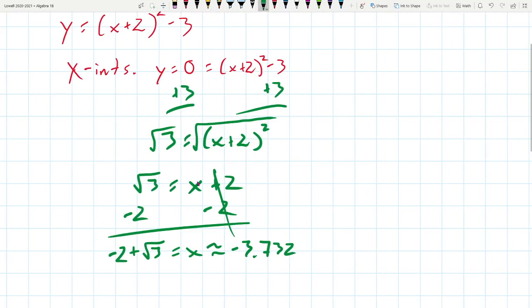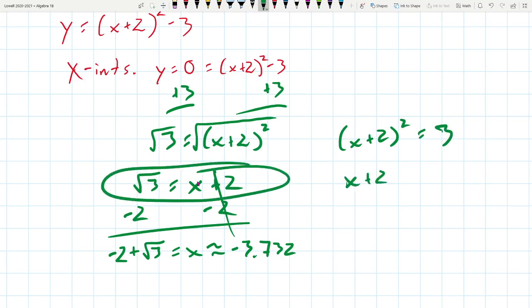So, what number squared gets you to 3? One answer is the positive square root of 3, which is this one that we got. But you could also take the negative square root of 3. Again, the square root of 3 is around 1.7 something. So negative 1.7 something would also work.